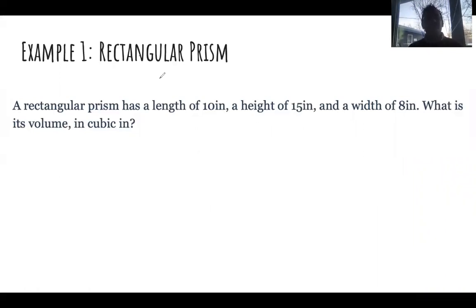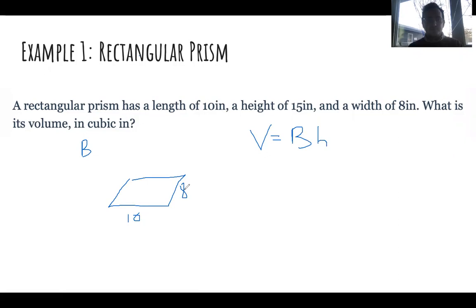So for this example, this is your rectangular prism. I'm going to do this from the perspective of volume equals capital B times H. This is my capital B. My length is 10 and my width is 8. So my base area is 10 times 8, which gets me a total of 80. I also have that my height is 15.